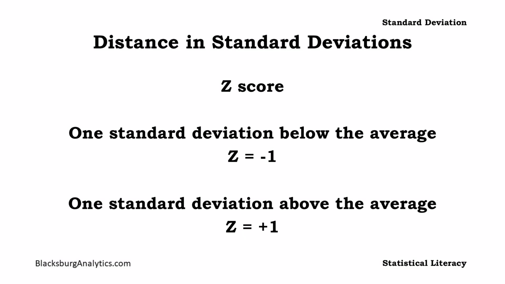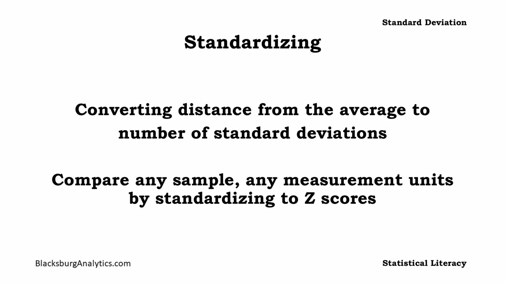Distance in standard deviations is called a z-score. A z-score of +1 means the observation is 1 standard deviation above the average. An observation 1 standard deviation below the average has a z-score of -1. Converting from a measurement unit to number of standard deviations is called standardization. We can compare any sample in any measurement units using z-scores.